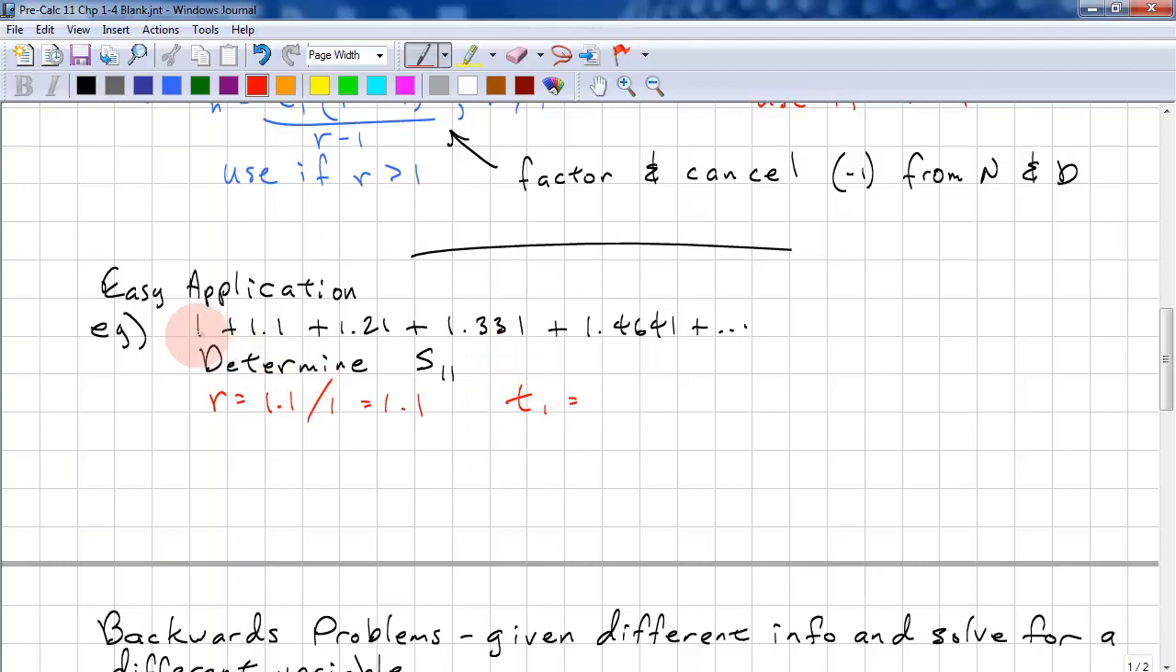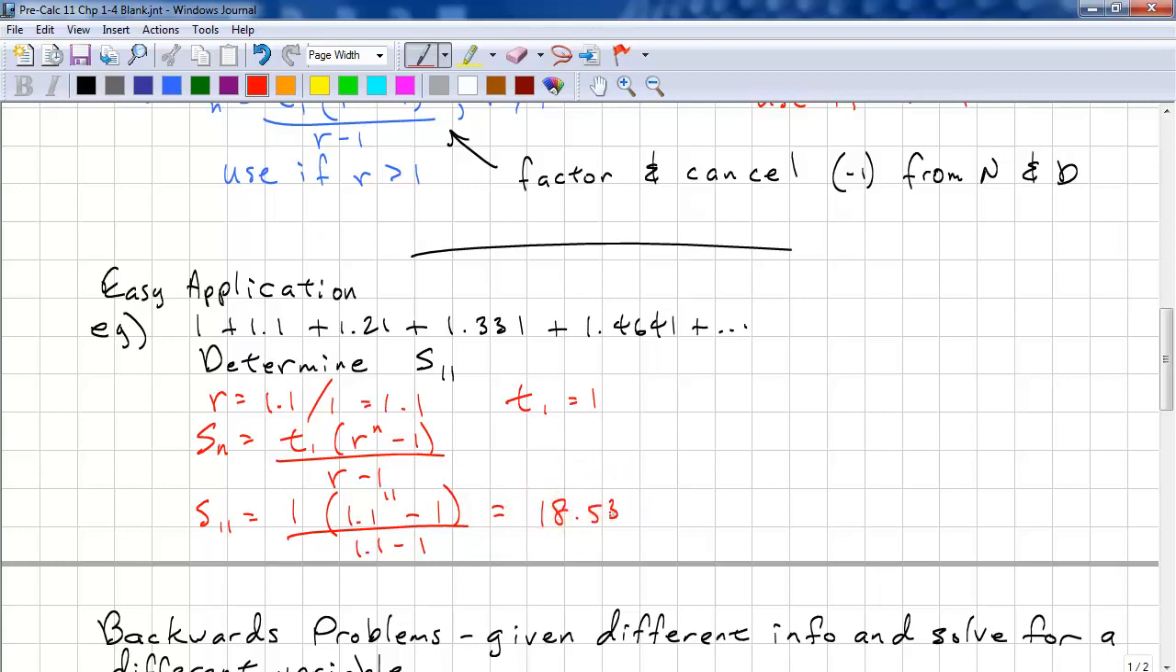T1 equals, well, it's just 1. So Sn equals T1. Again, we write out the formula until we get used to what the formula is. So S11 equals 1 times 1.1 to the power of 11 minus 1 all over 1.1 minus 1. And if you plug that in on your calculator, you get 18.53.